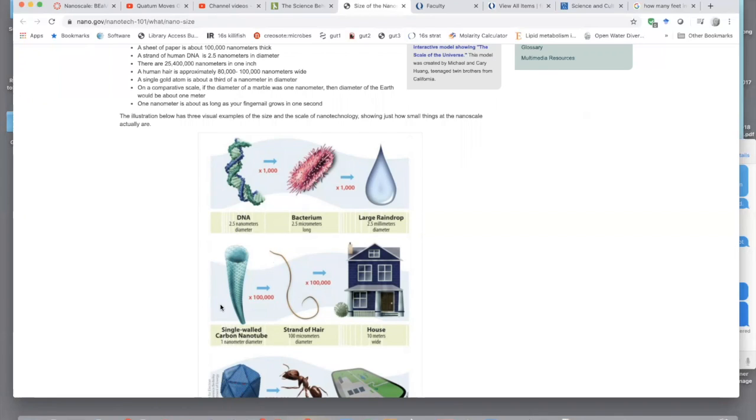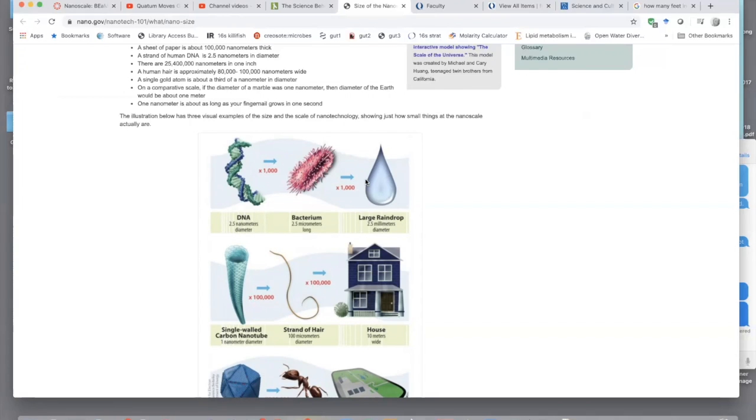So we can also look at DNA. A regular piece of DNA, not a longest strand of DNA, would be about 2.5 nanometers in diameter, which is 1,000 times smaller than a bacteria. So, a common strep causing bacteria, which is 1,000 times smaller than a single raindrop.